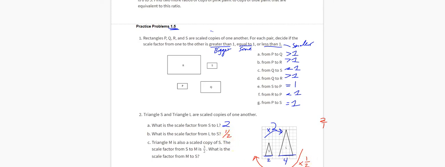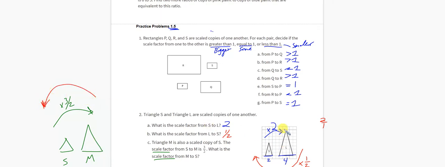And then lastly, part C, if I've got triangle M and it's a scaled copy of S, so we've got two triangles, scaled copies of each other, and I go from S to M, I multiply by 3 over 2 as my scale factor. So I'm going to go from here to here and multiply by 3 over 2 from S to M. That's going to make it grow in that direction. The question is, what's the scale factor coming back from M back to S?